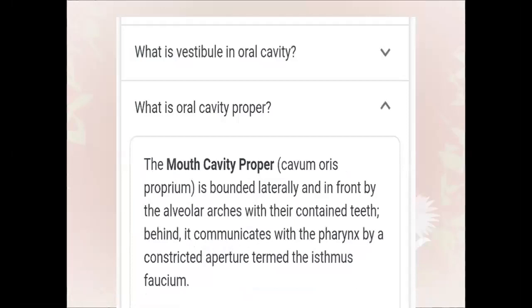The first definition, as we will be discussing, is the vestibule in the oral cavity. But first we'll explain what is oral cavity proper. The mouth cavity proper, called the cavum oris proprium, is bounded laterally and in front by the alveolar arches with their contained teeth behind. It communicates with the pharynx by a constricted aperture termed the isthmus faucium.